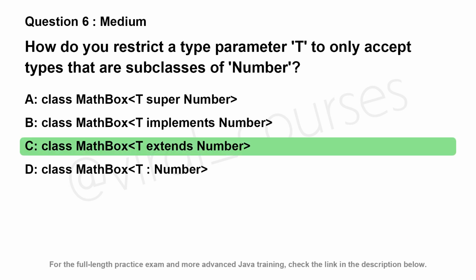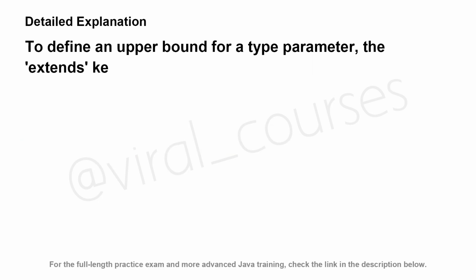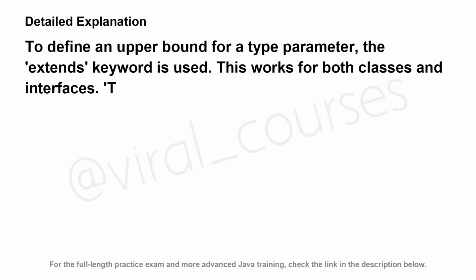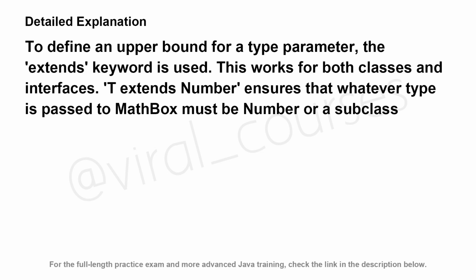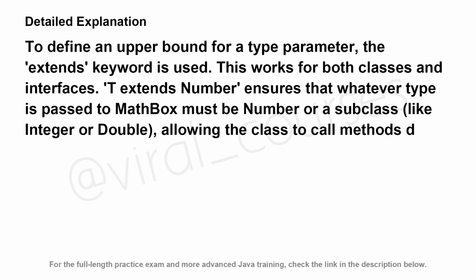The correct answer is C. To define an upper bound for a type parameter, the extends keyword is used. This works for both classes and interfaces. T extends Number ensures that whatever type is passed to MathBox must be Number or a subclass, like Integer or Double, allowing the class to call methods defined in the Number class.